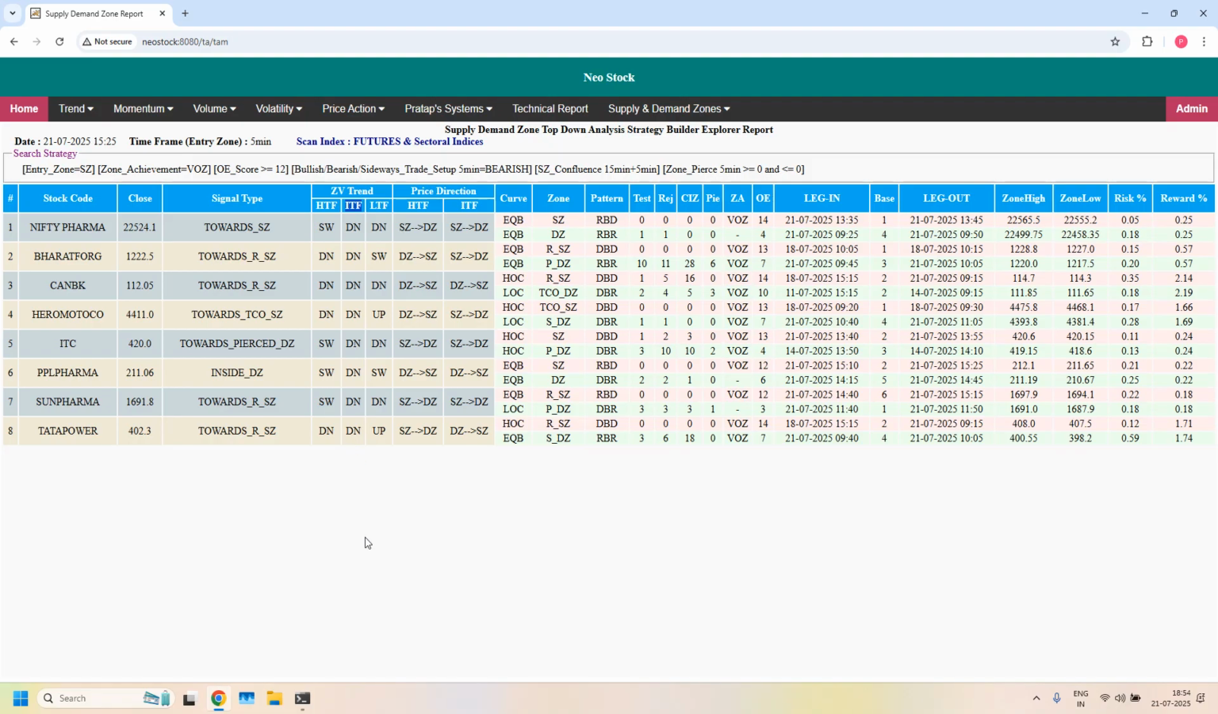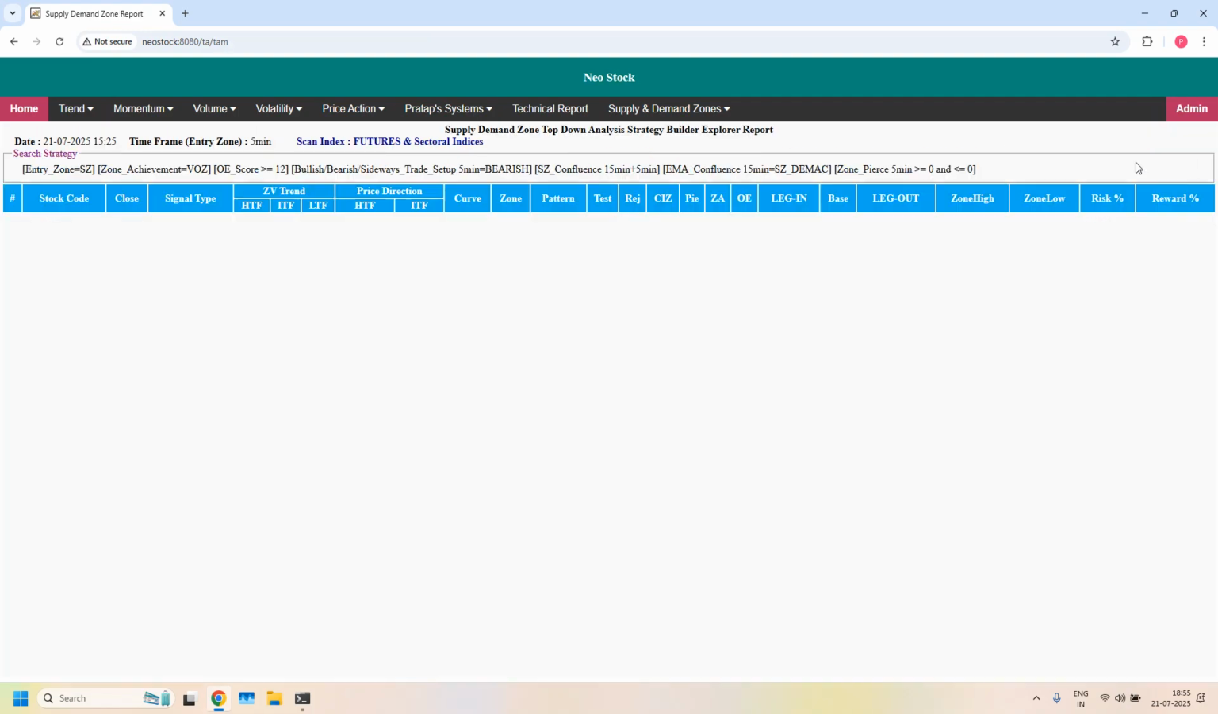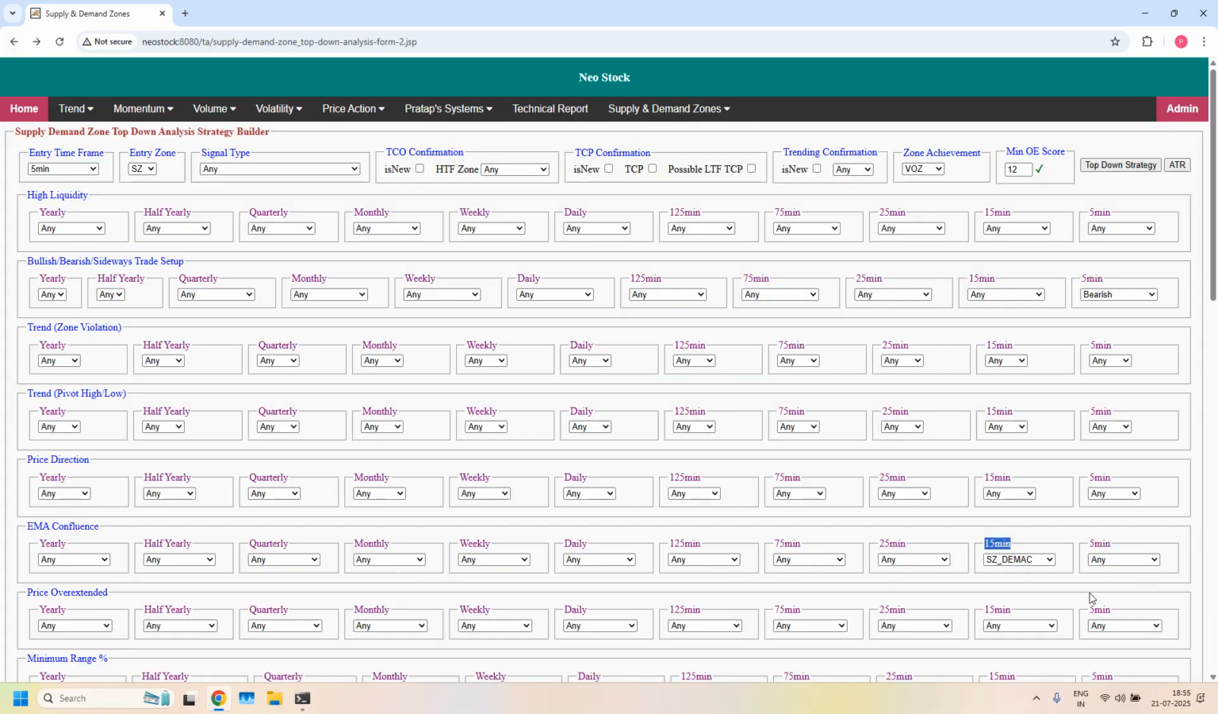So we can further filter based on the 15-minute supply zone having daily EMA confluence. So I'm going back, EMA confluence at the 15-minute time frame. I'm checking the 15-minute supply zone with the daily EMA confluence. Let's filter. None of the stocks are having EMA confluence.